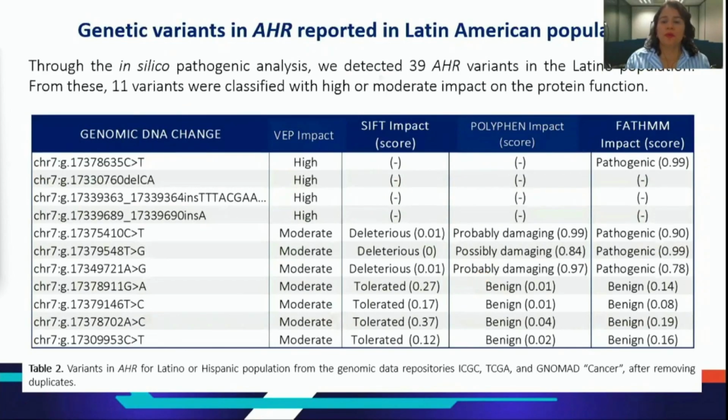We wanted to know what was happening with the Latin American population, so we identified the AHR variants reported in this population. 39 variants were reported in Latin Americans. From these, 11 variants were classified with high or moderate impact on the protein function.